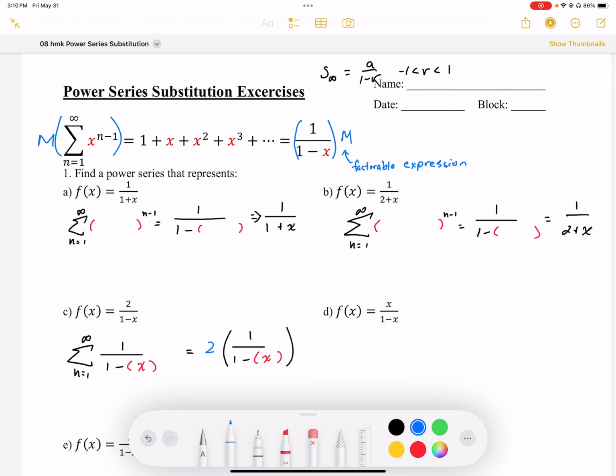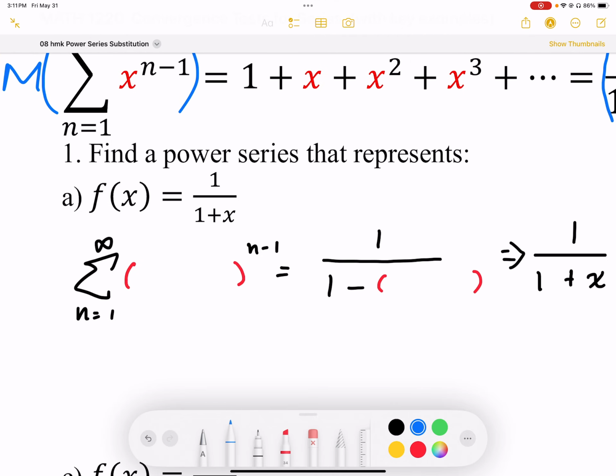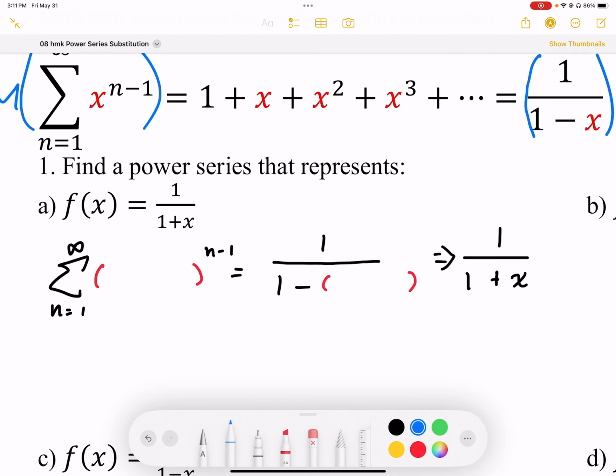So an example here is if I have 1 over 1 plus x, well, that 1 plus x needs to be generated by substituting some expression into 1 over 1 minus x. That blank for the red here would represent what my x is in the original function. And that needs to end up being 1 plus x in the denominator. To get that, we would just substitute in a negative x. That means that negative x is the expression that we need in the series formula.